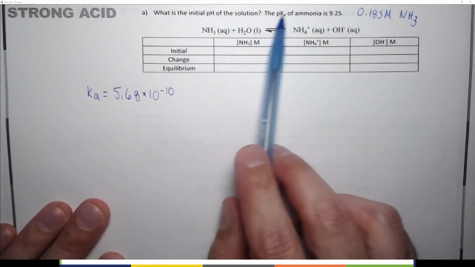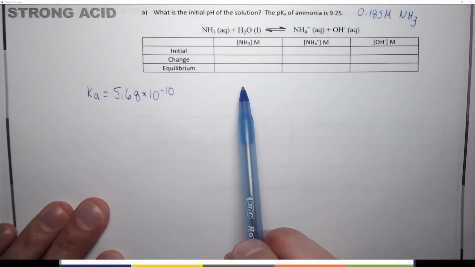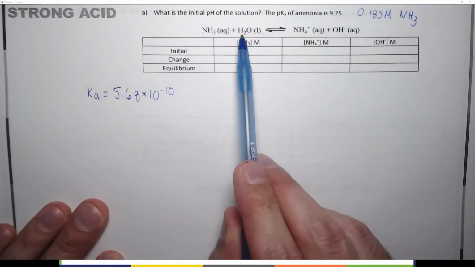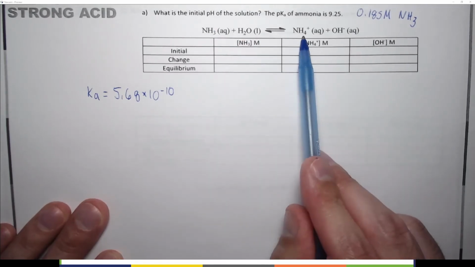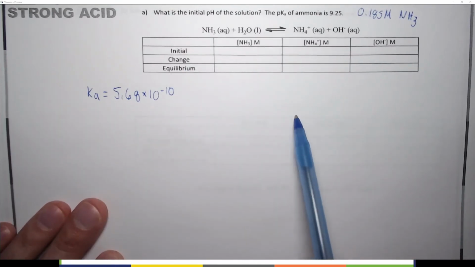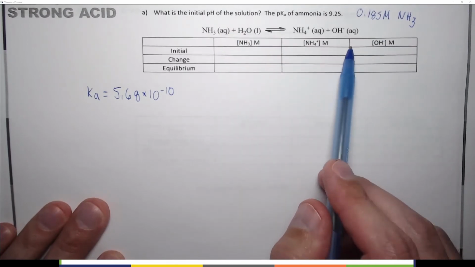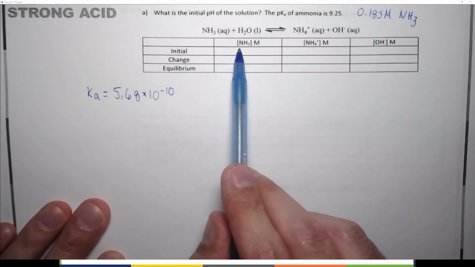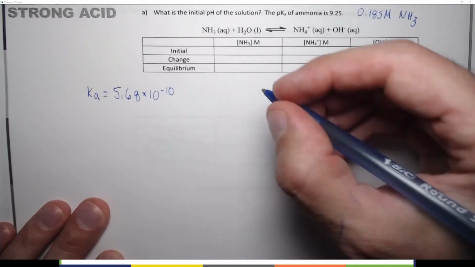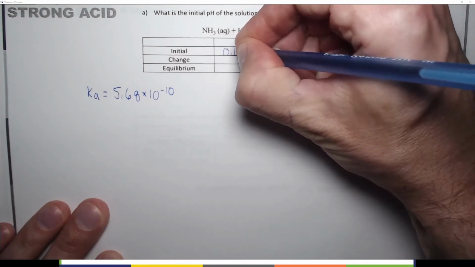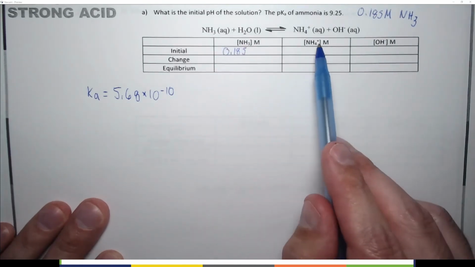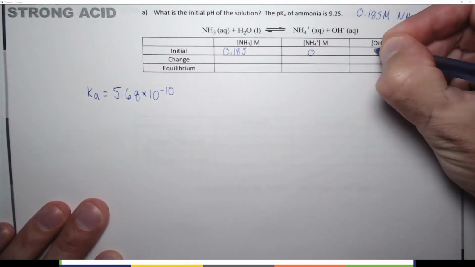So what's going on in this initial solution before any of the HCl is added? Well, before any of the HCl is added, what we have is NH3 interacting with water to form NH4 plus and OH minus. And this question is exactly the type of question that was in the previous chapter. All right, so what is the initial concentration of NH3? Well, we're told that the NH3 is 0.185 molar. So we have 0.185 molar as the initial concentration of NH3. At the beginning of the reaction, there's none of this and none of this, so these are both 0.